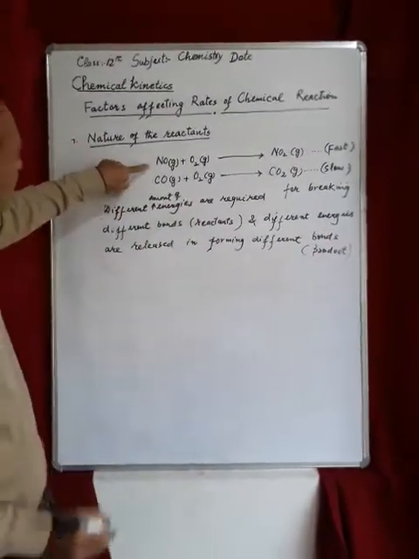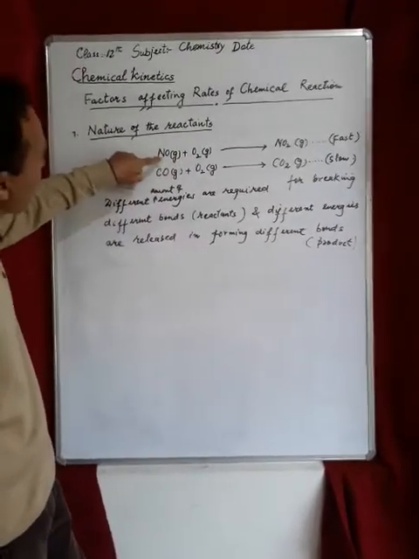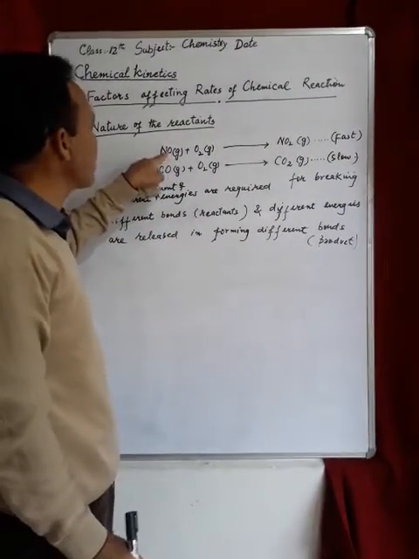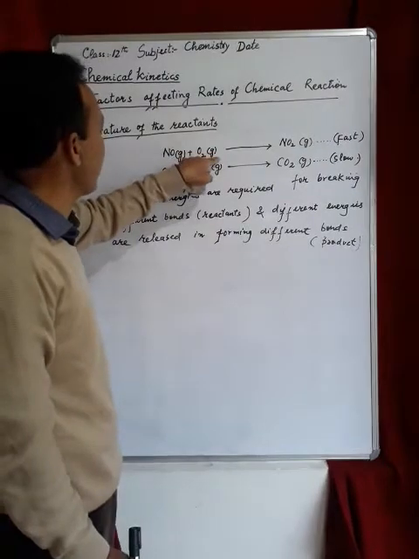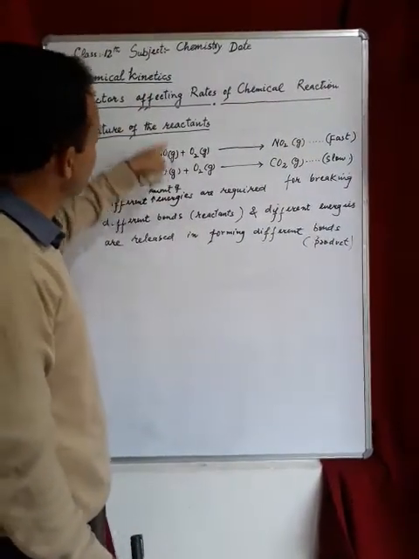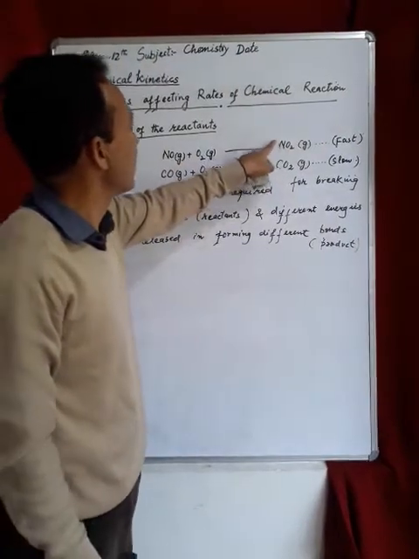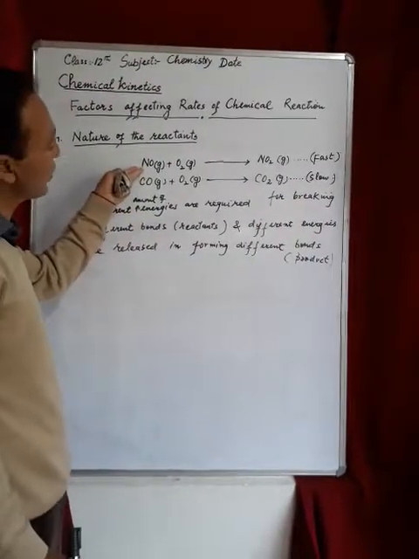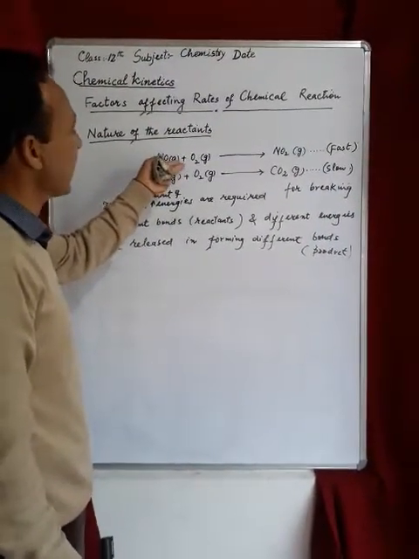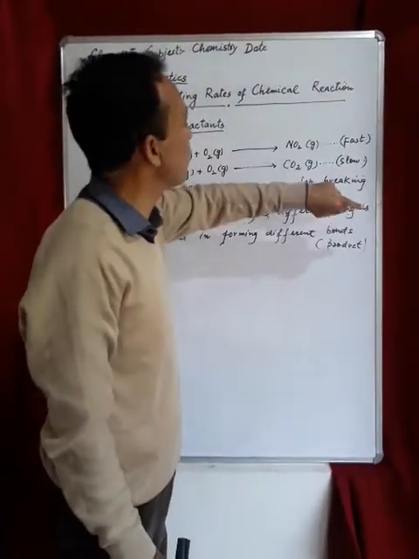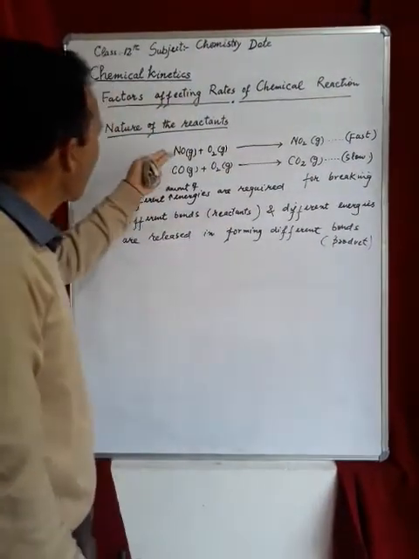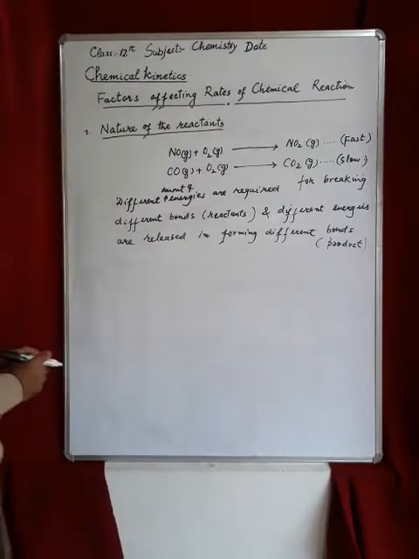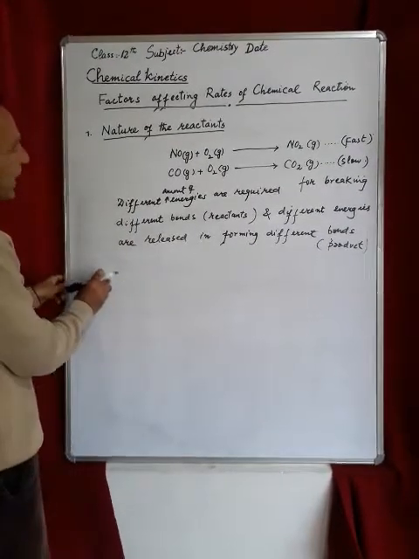Actually, what happens is that when the reactants react, we have to apply the energy required to break the bonds. Here in the first reaction there is a bond between nitrogen and oxygen, and while forming the product these bonds break and the new bonds, oxygen, nitrogen, oxygen, are formed. So different energies are required to break the bonds of the reactants, and different energies are released in forming the bonds of the products. So the nature of the reactants affects the rates of chemical reactions.